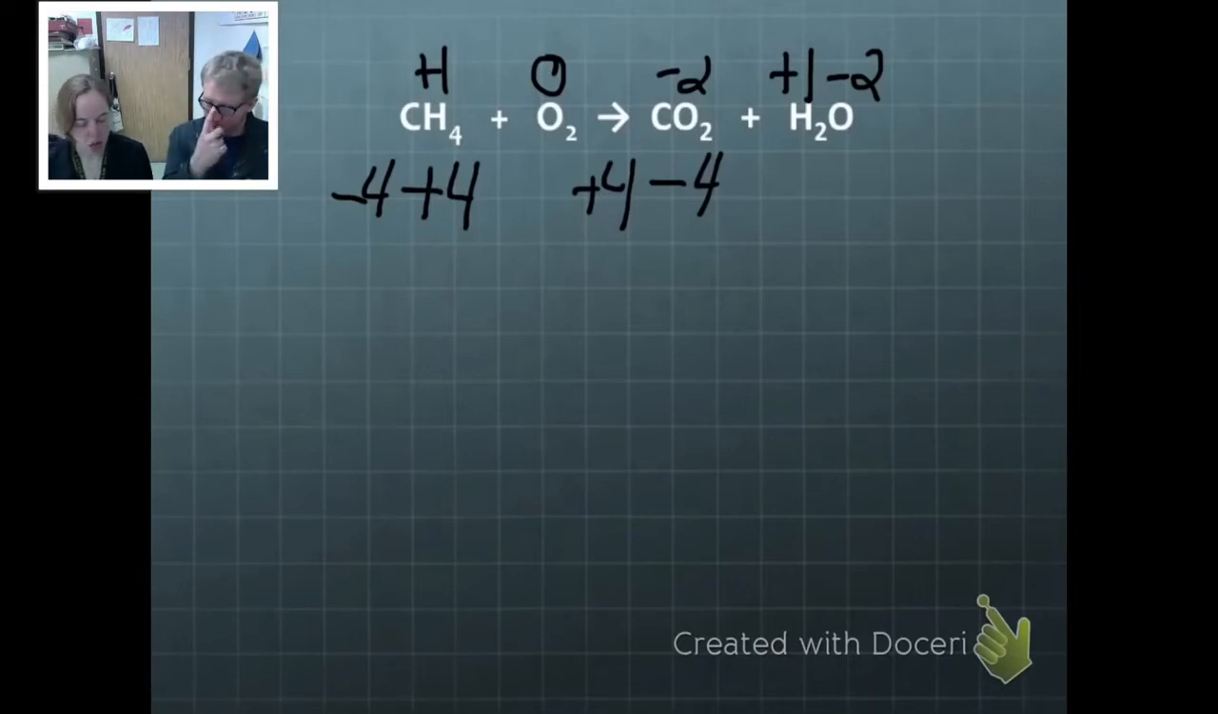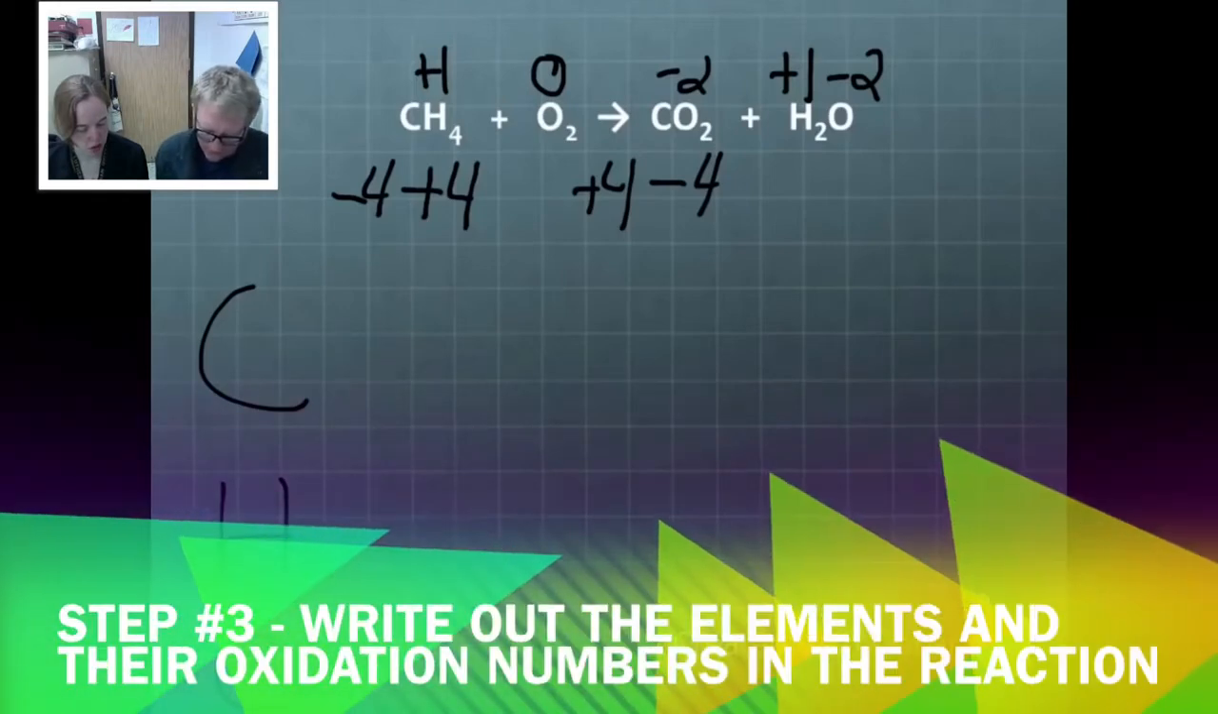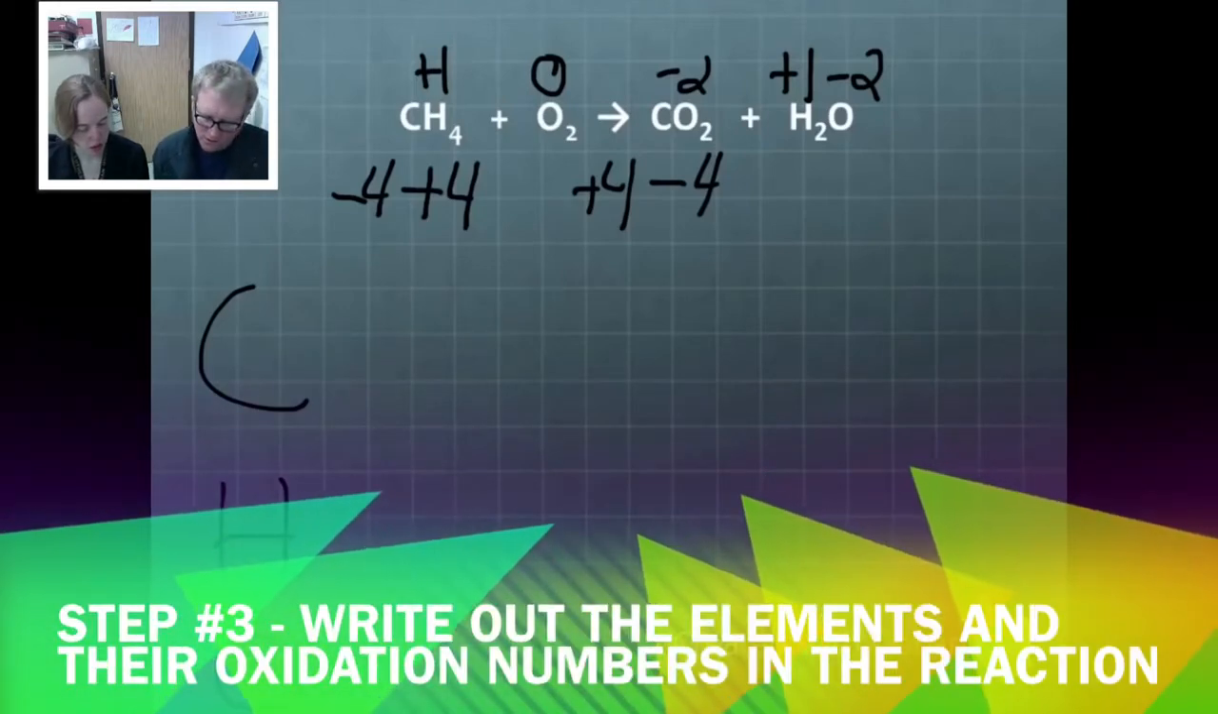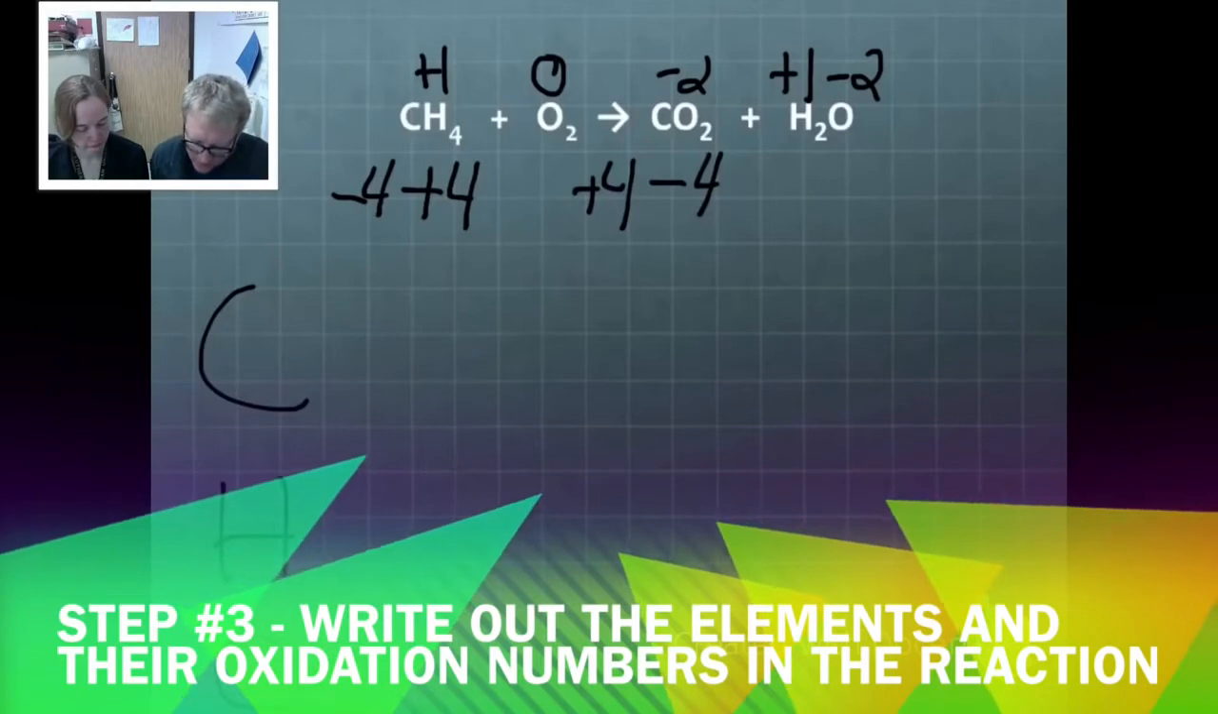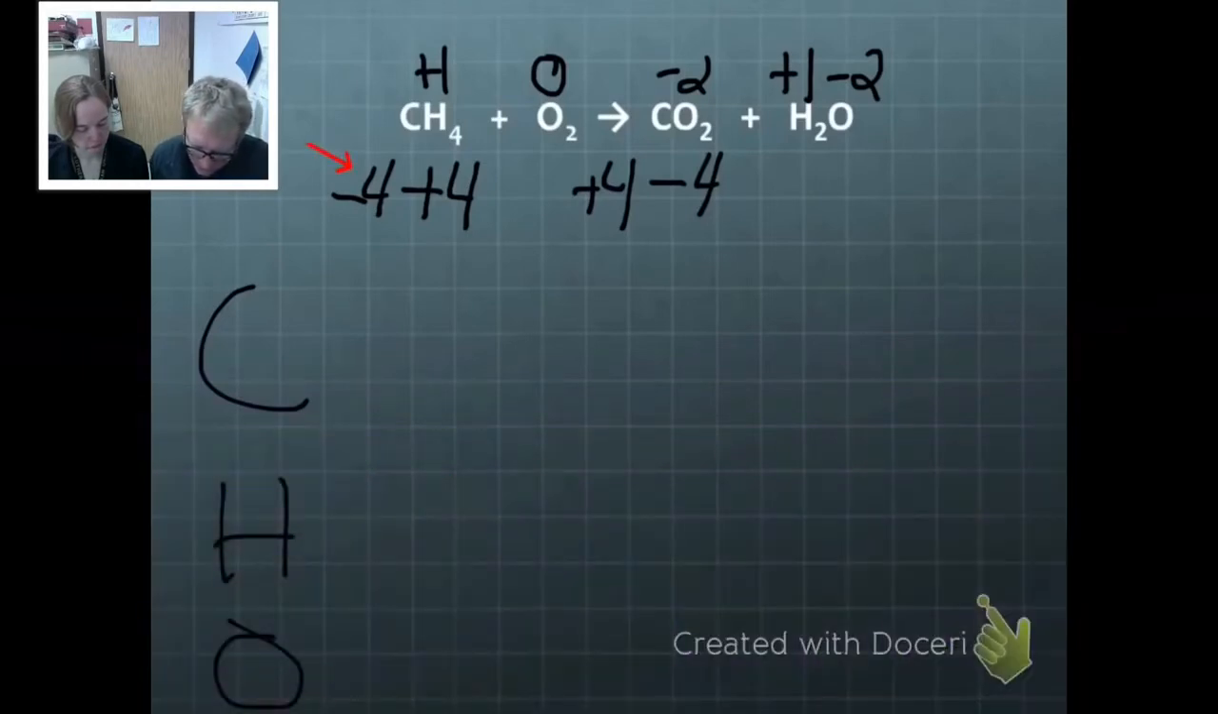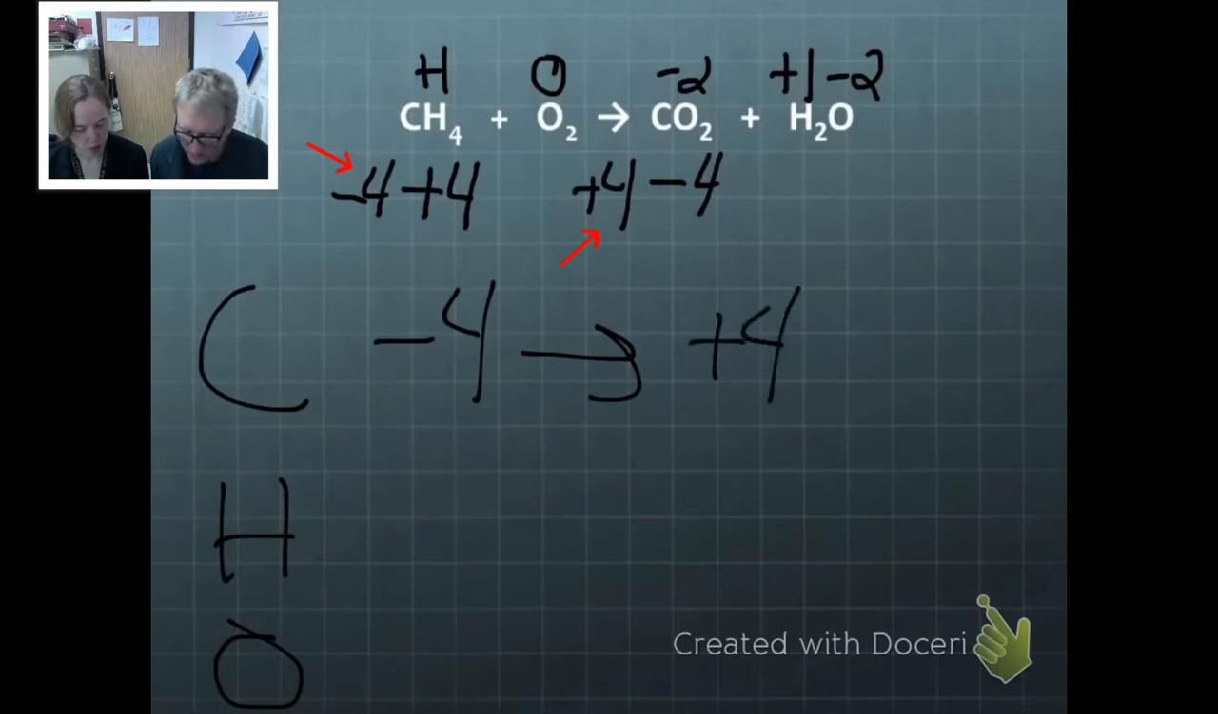All right. So, is there anybody you can see that's not doing anything? Well, let me see. When in doubt, just write out all of our elements and what's happened to their oxidation numbers. So I've got carbon, hydrogen, and oxygen. Carbon started out as -4, and I look over here, it went to +4. So that one changed.